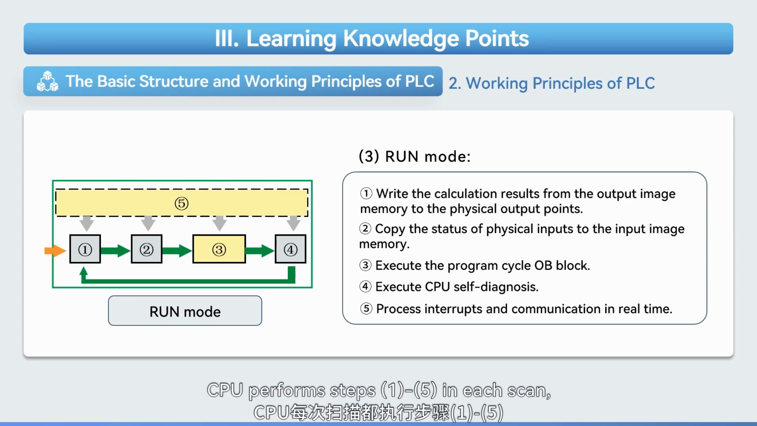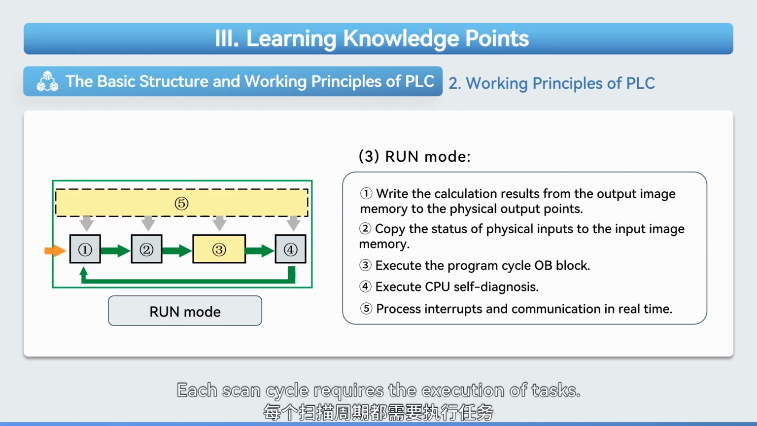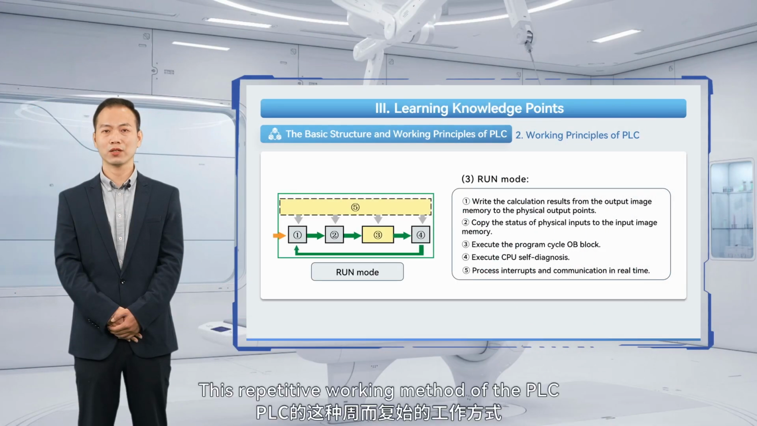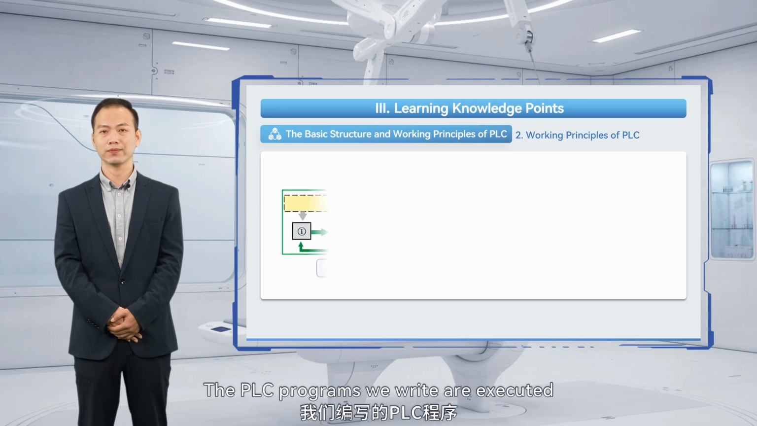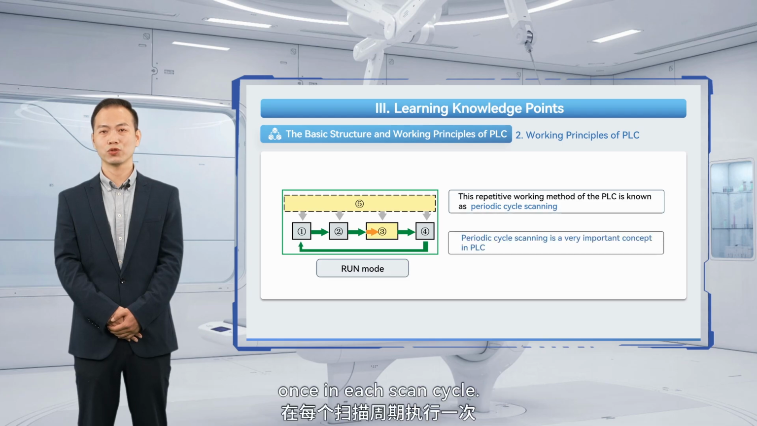The CPU performs steps 1 to 5 in each scan, and the user program is executed from beginning to end. Each scan cycle requires the execution of these tasks. This repetitive working method of the PLC is known as periodic cycle scanning. The PLC programs we write are executed once in each scan cycle.